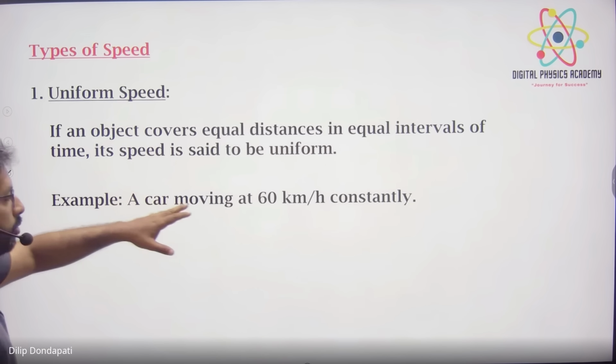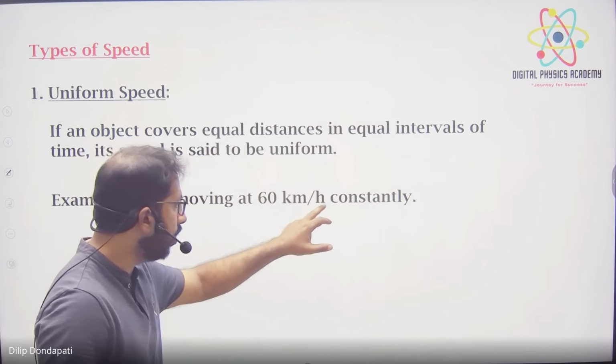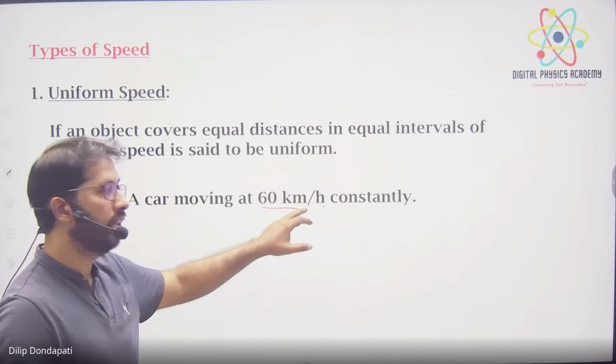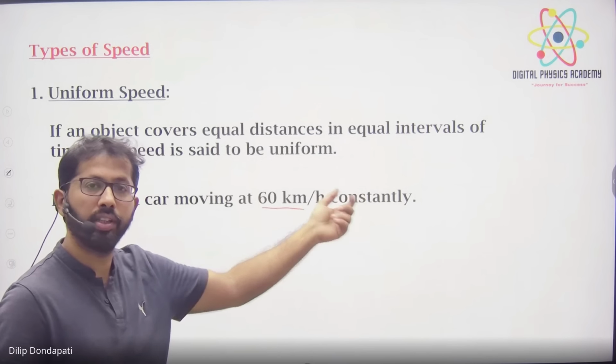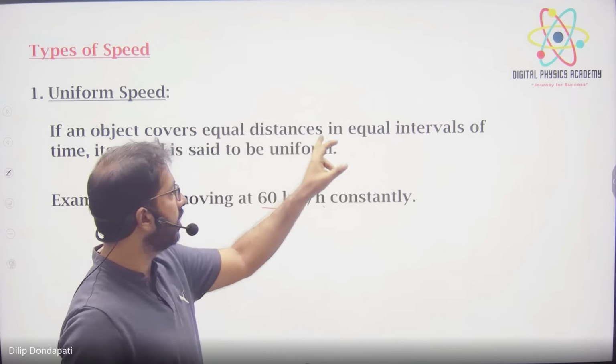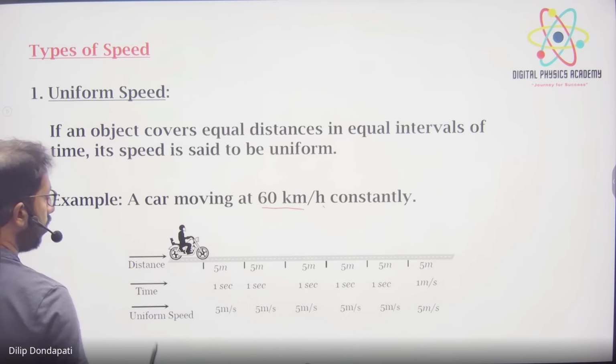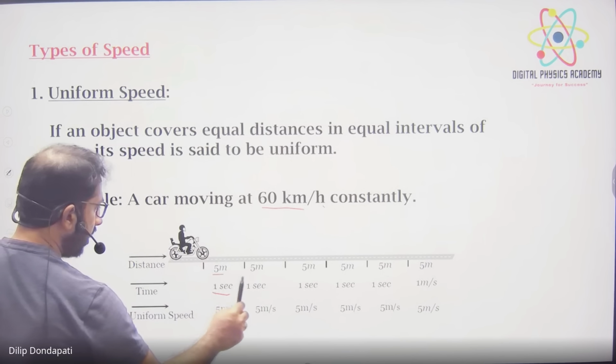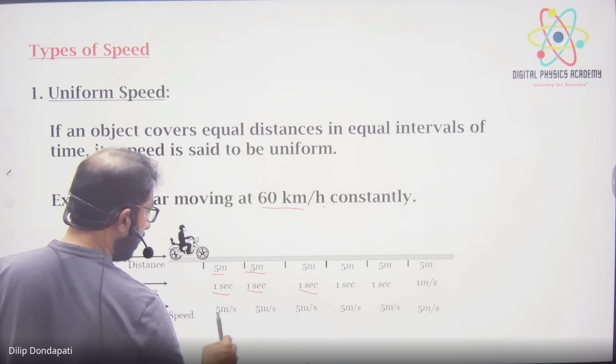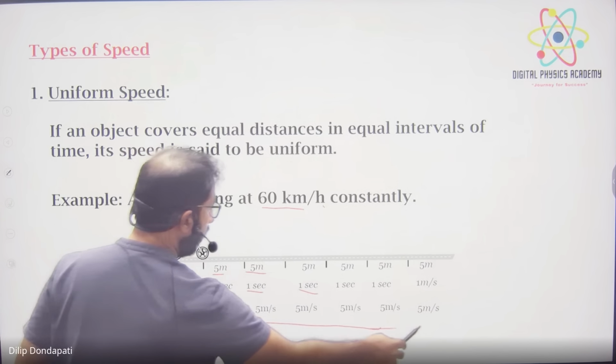For example, a car is moving 60 kilometers per hour. In 1 hour, how many kilometers is it covering? 60. Second hour, 60. So equal distances in equal intervals of time is called uniform speed. 1 second, 5 meters; 1 second, 5 meters. So the speed is 5 meters per second for the total journey.